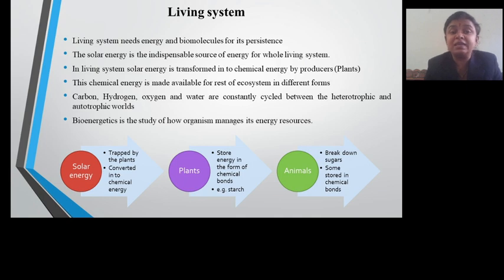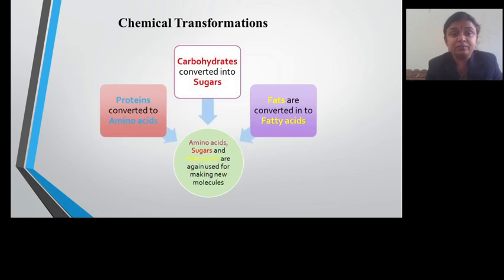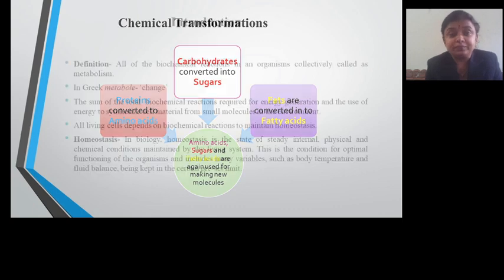So bioenergetics is the study of how an organism manages its energy resources. In this living system, different biotransformations occur in which complex molecules are converted into simpler ones. So living organisms utilize proteins, carbohydrates and fats from the plants and convert them into amino acids, sugars and fatty acids respectively. And these sugars, amino acids and fatty acids are utilized again for making their own new molecules.